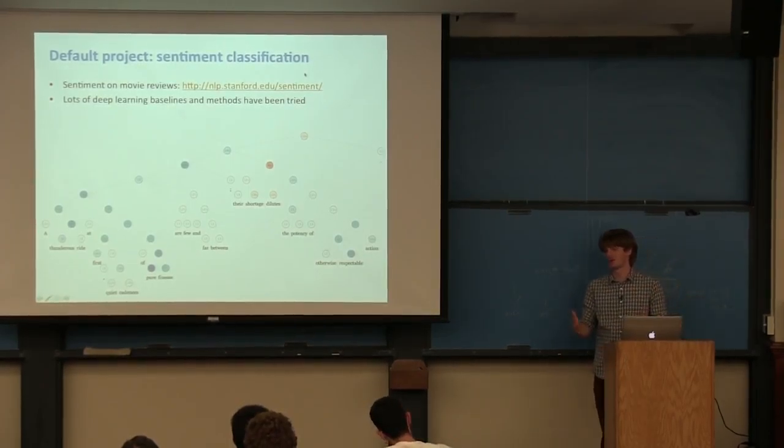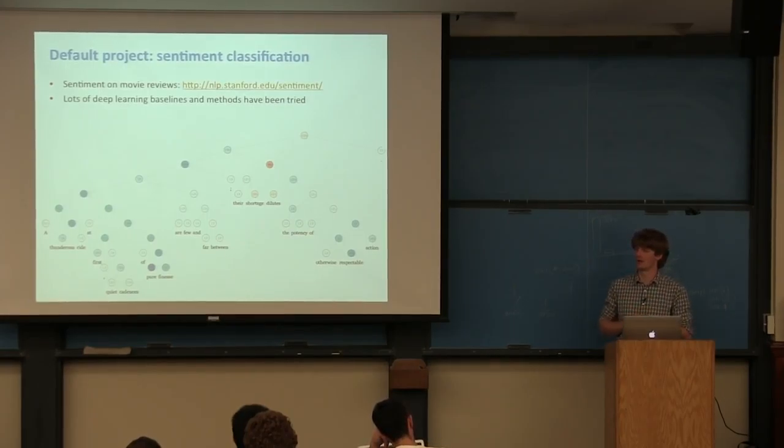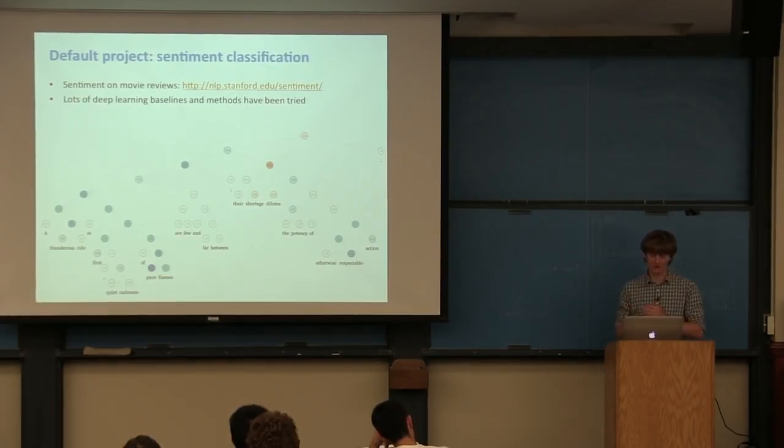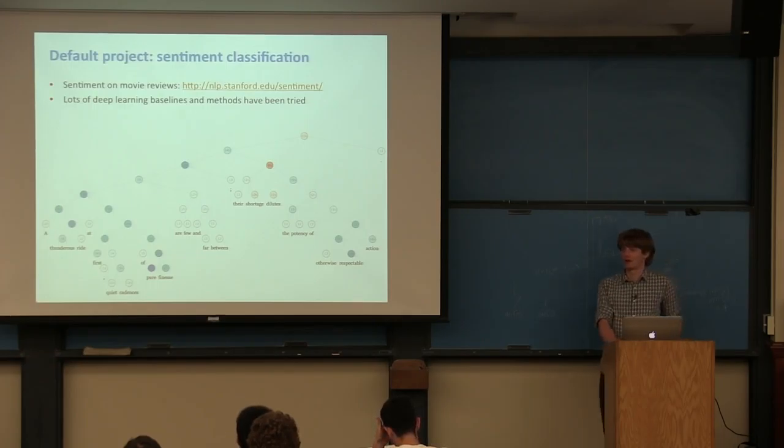The metrics are clear. So this is a nice default class project if you just want to implement something and see how well you can tune a deep learning model. And we'll actually cover a lot of the models that get the best performance on this data set in the next couple of lectures also. All right, so this is all I'm going to say today about the projects. Are there any questions about projects?